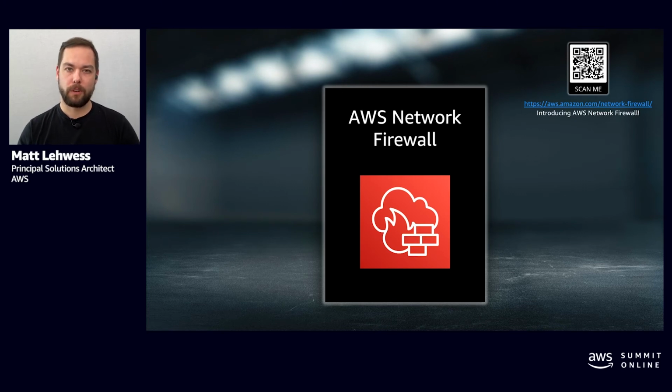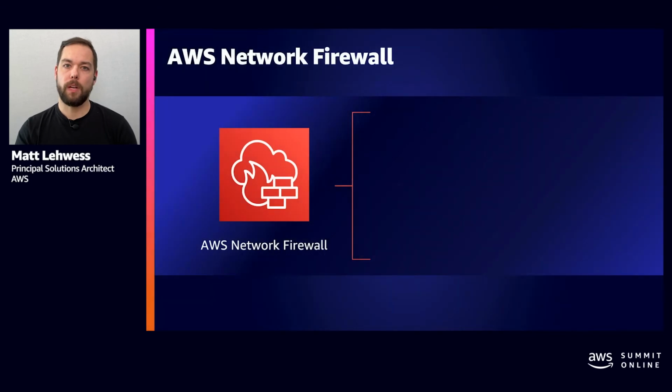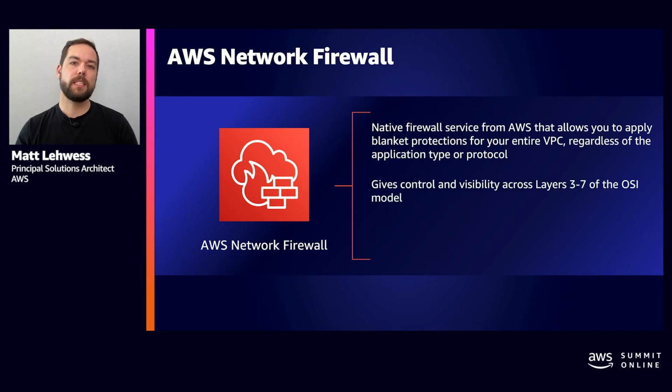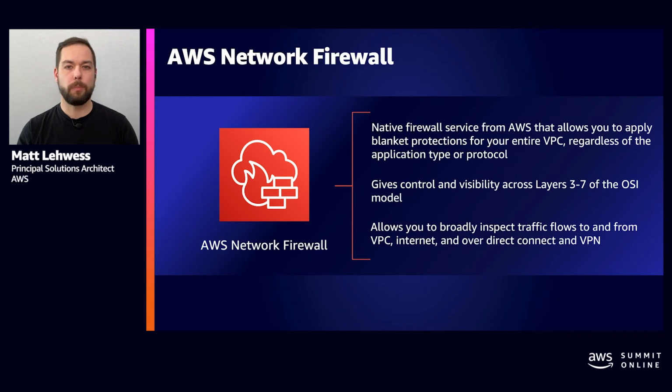Again, QR code for you, AWS Network Firewall. So what we essentially did was take Gateway Load Balancer technology and build our own network firewall for you folks to use. So you don't have to deploy your own firewall. And basically this is a native firewall service that runs inline. It's giving you control across layers 3 and 7 of the OSI model, and basically allows you to broadly inspect traffic.